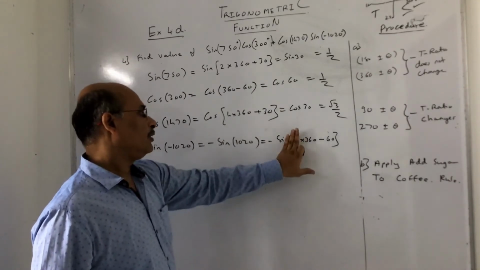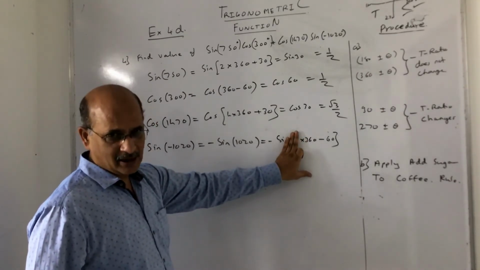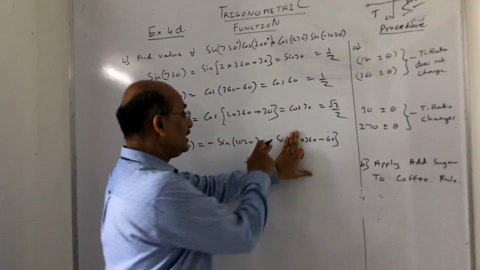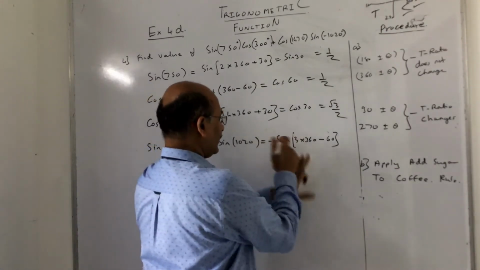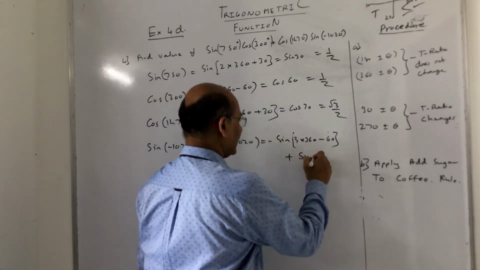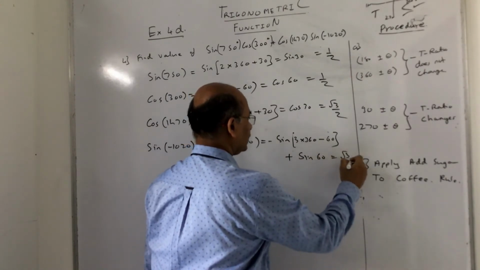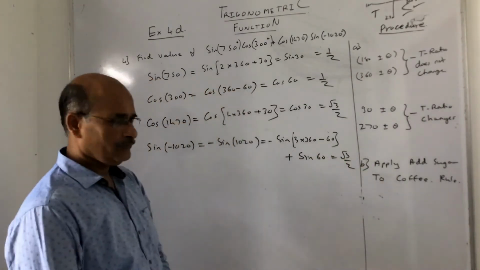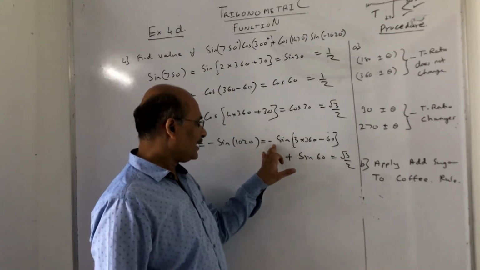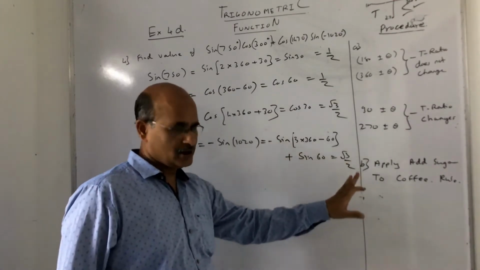Got it? So forget the rotation. 360 minus theta is the fourth quadrant. So in the fourth quadrant sine will be negative. And negative of negative will become positive, sine 60. Now what is positive sine 60? Root 3 by 2. Because this is negative, and negative of negative is nothing but positive. So that's the reason I just took it out.